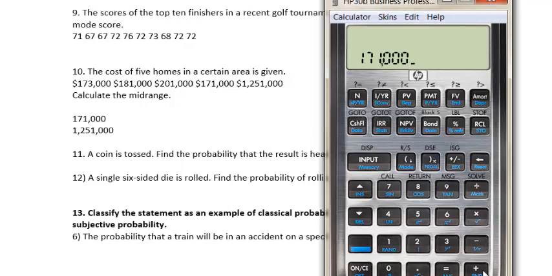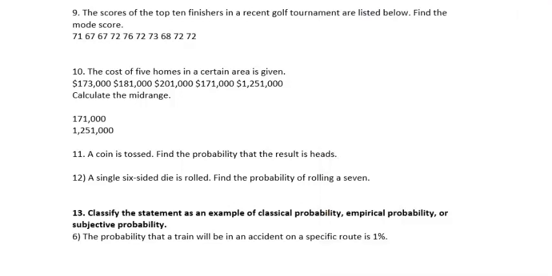171,000 plus 1.251 million, and divide that by 2, and you have your answer, which is 711,000. Again, mid-range, extremely easy. Take the whole range, which is the difference between the largest and the smallest value, and divide by 2. Get the average of those two.